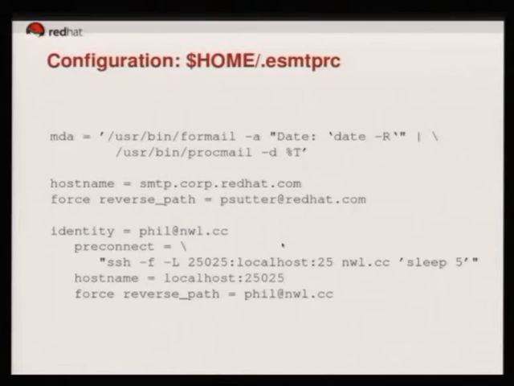Next thing is the esmtp setup. The first two lines are basically just for local delivery, so it calls procmail. Then next is my default setup. Something I forgot: there's identity support, so the remaining part is basically for when I'm sending email as a different user. I'm using, in this case, an SSH tunnel to connect to a different mail server.